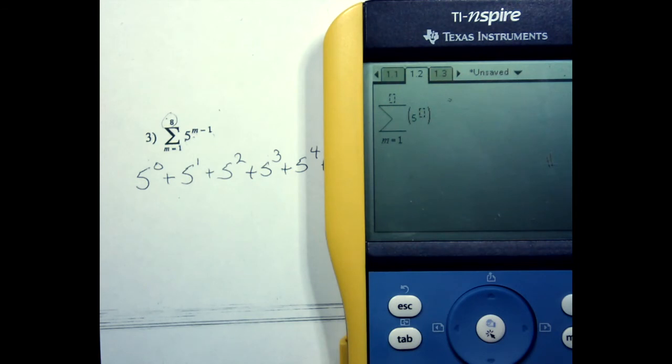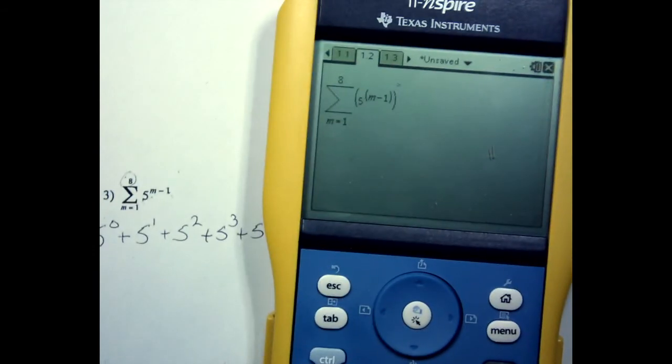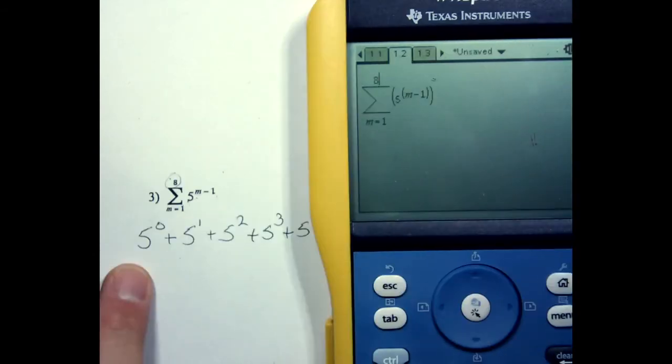Then I'm going to say M, but I got to put it in parentheses. So I'm going to say M minus 1, and then close the parentheses. Okay? So then the next thing I'm going to do is I'm going to put an 8 in here. Okay, so now, guess what this will do? If I hit enter, it will automatically calculate 5 to the 0 plus 5 to the 1 and then add them all up. So it gives me the final answer.